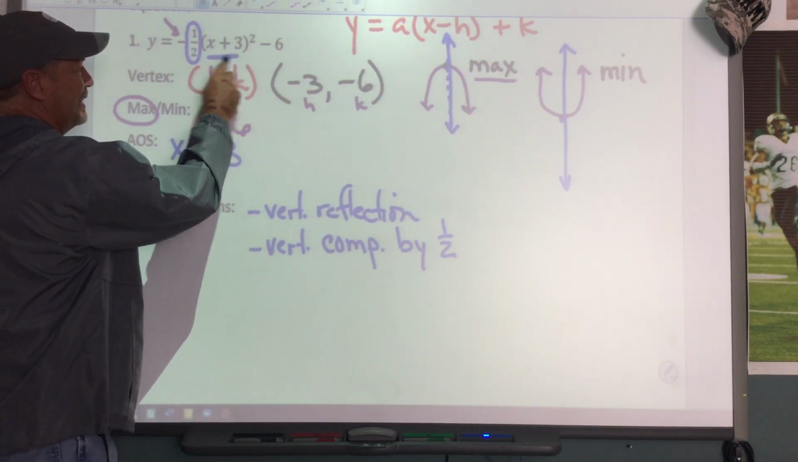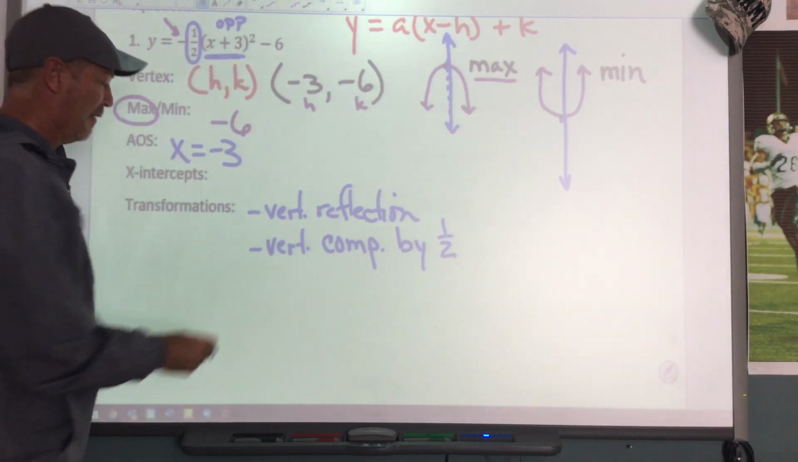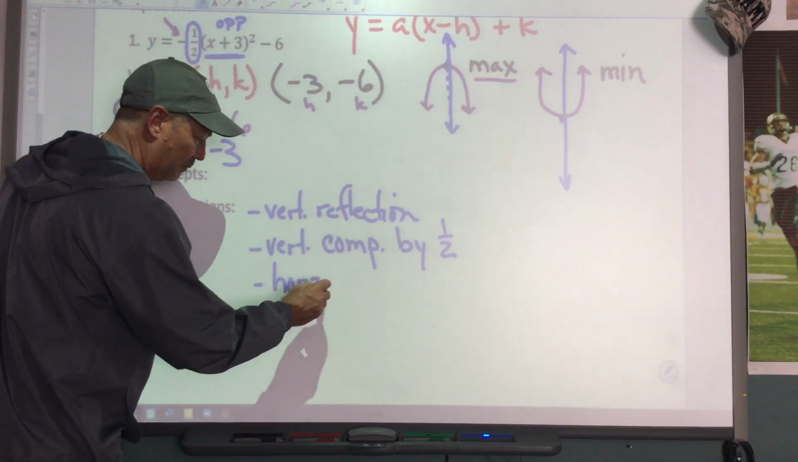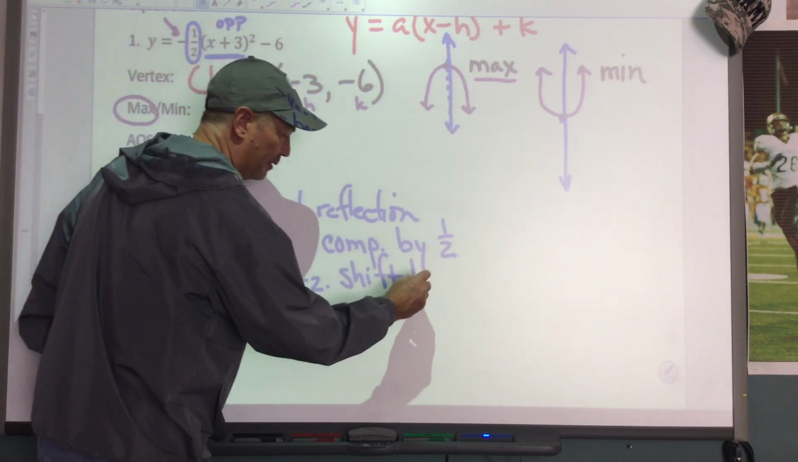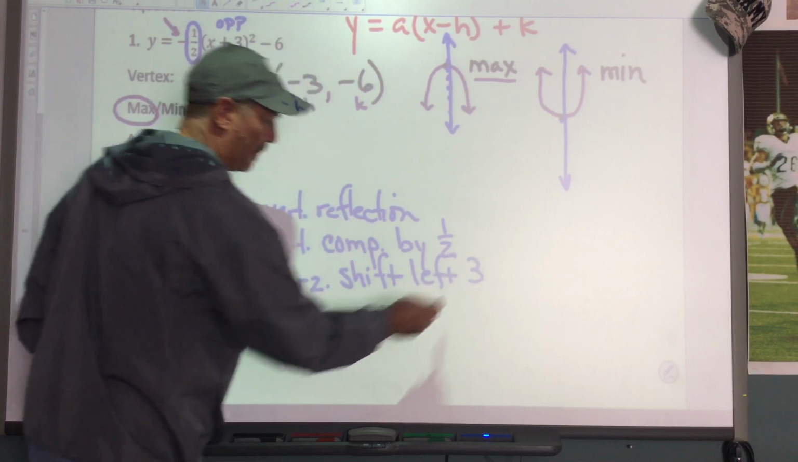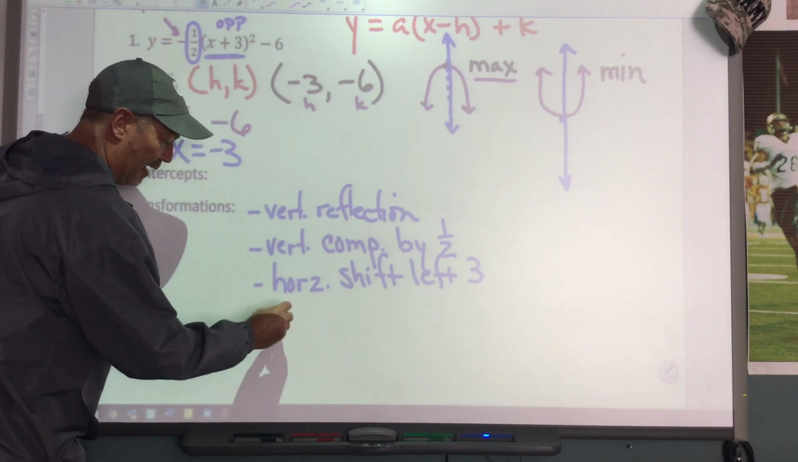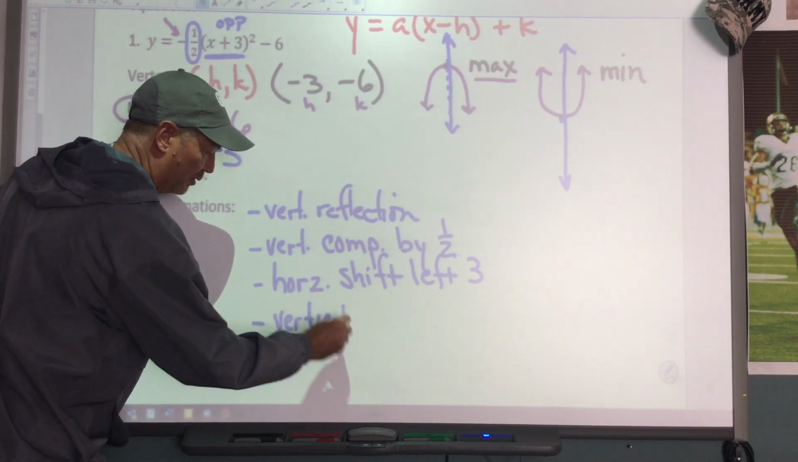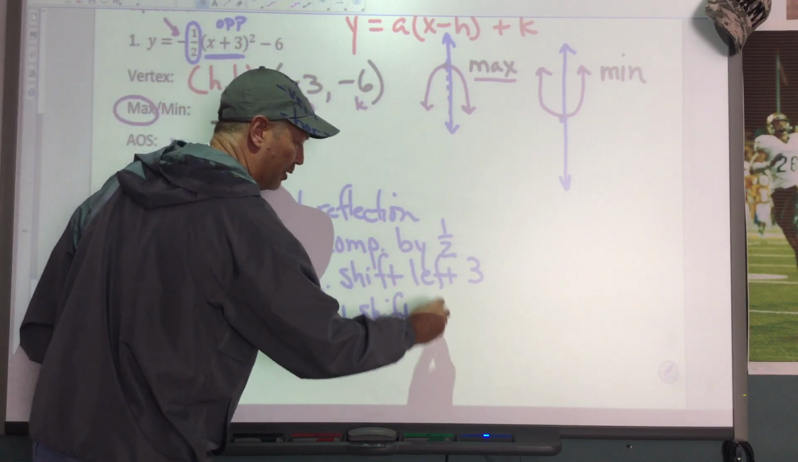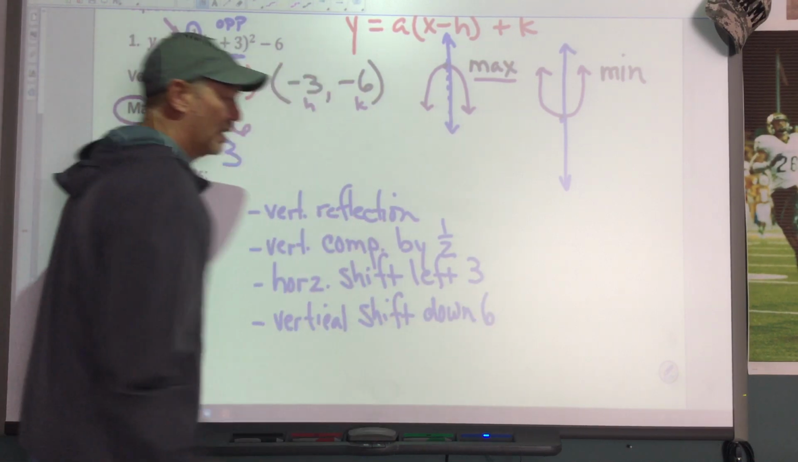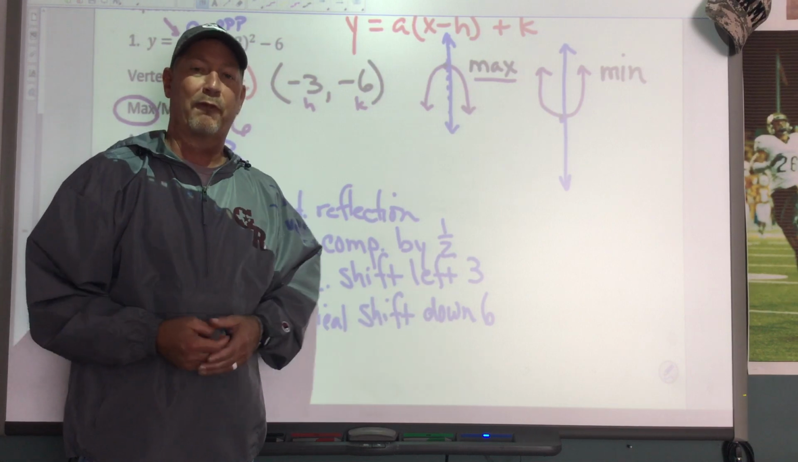Then inside the parentheses, we're still thinking opposite. So since this is +3, we're going to have a horizontal shift. In this case, we're going to go left 3. And then we look at our K value at the back end. Our K value is a -6, so that tells us we will have a vertical shift. It's a -6, so we're going to go down 6. Now these are the same transformations that we used when we dealt with absolute value. So this should be just a refresher, okay?